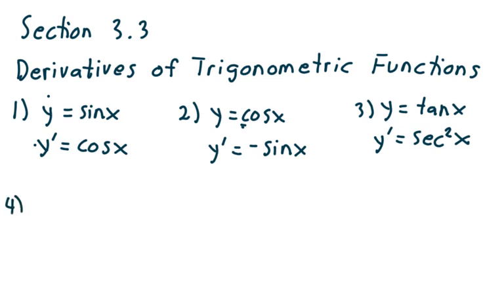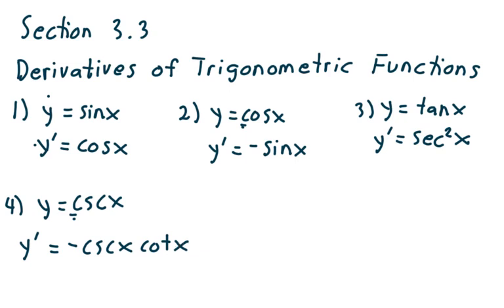Number 4, if y equals cosecant x, begins with c, you need to attach a negative sign. And so y prime will be negative cosecant x cotangent x. Okay, these can all be proven, by the way. Number 5, if y equals secant x, then y prime will be secant x tangent x.